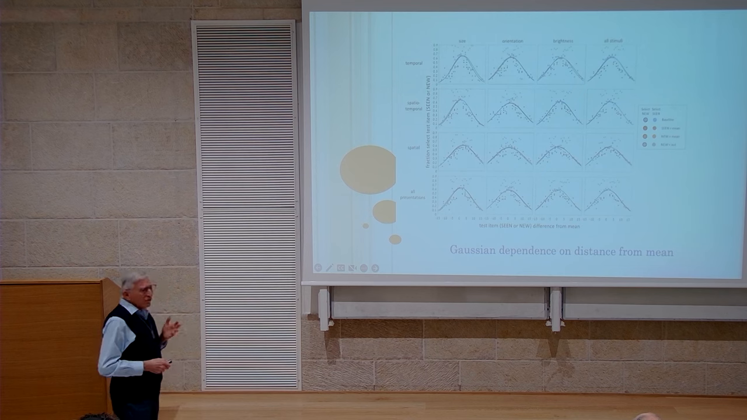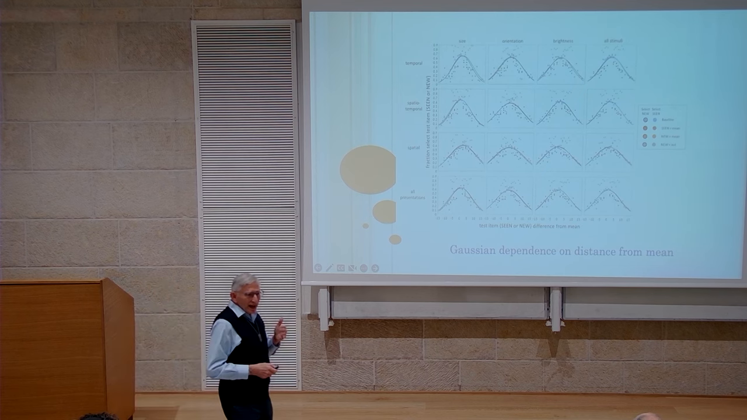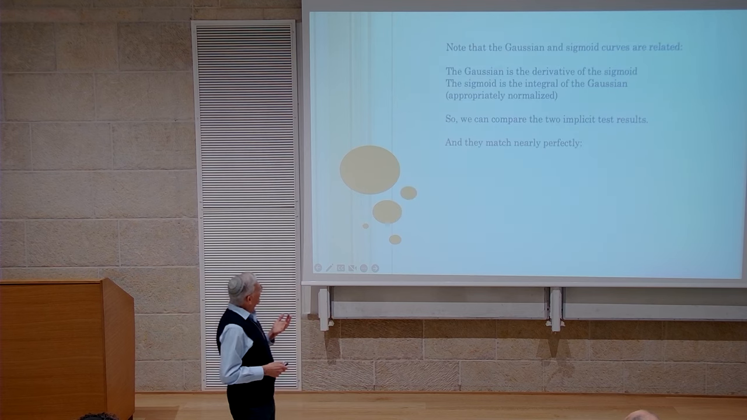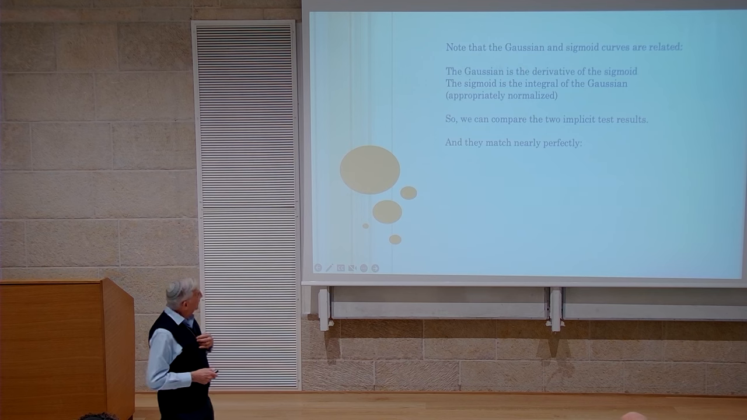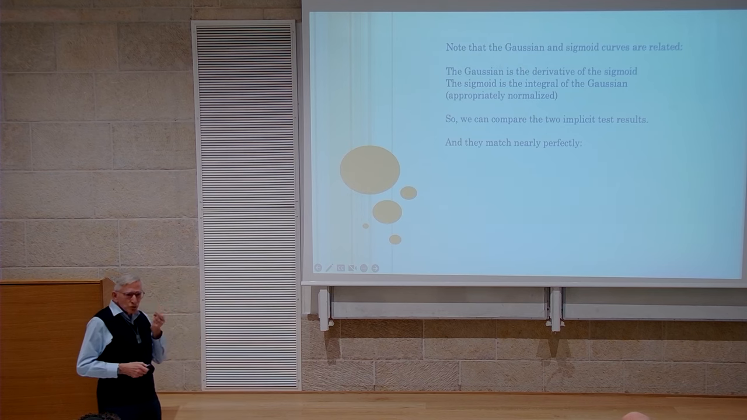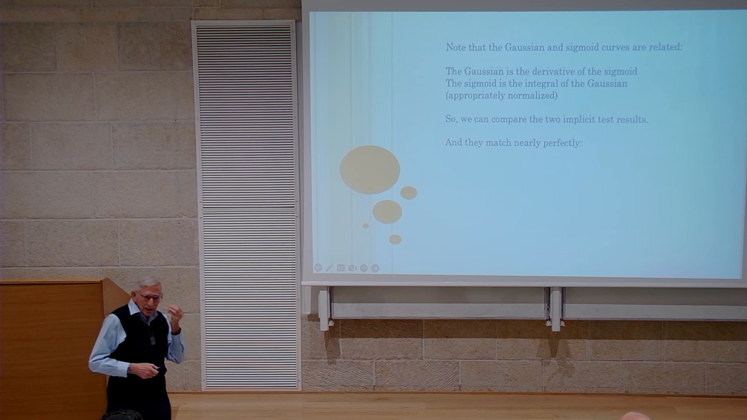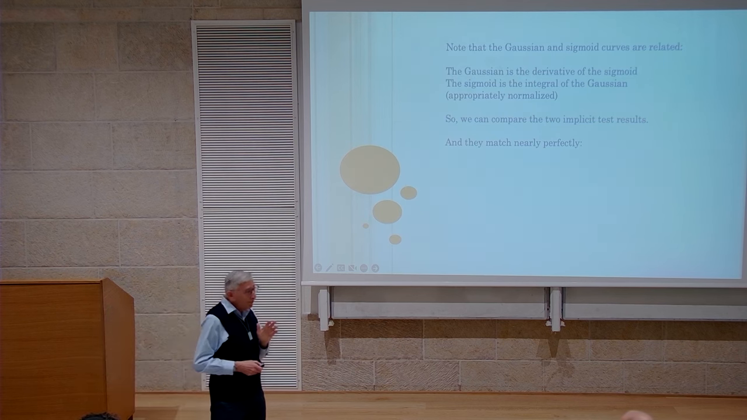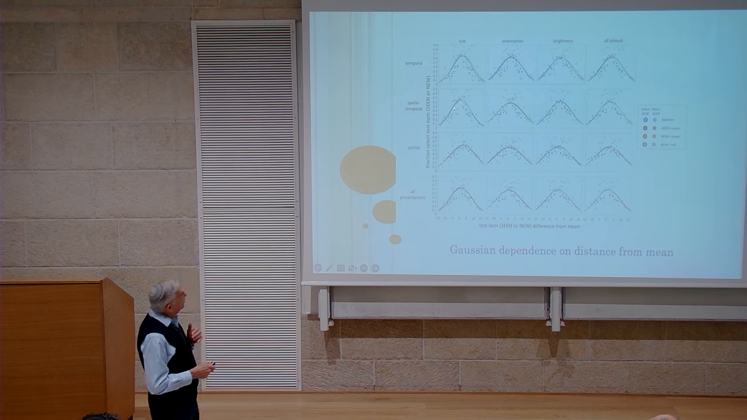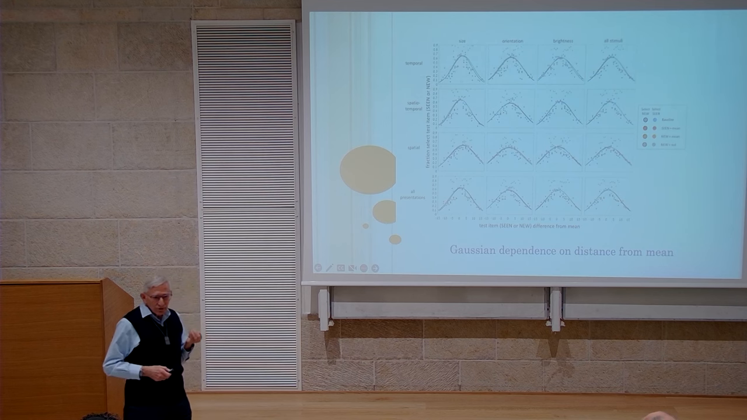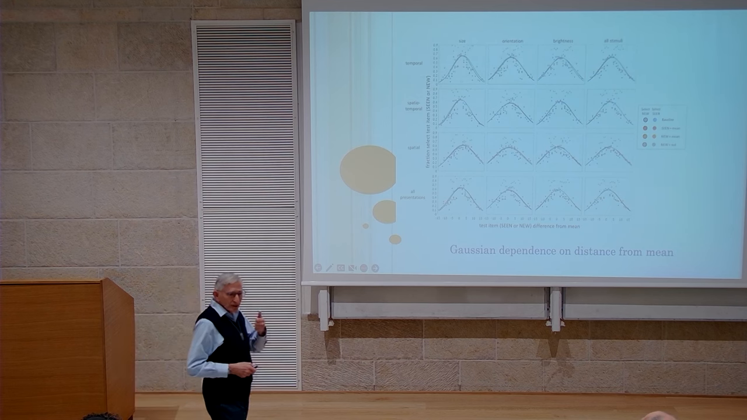Okay. Now, these two are related somehow, because the Gaussian and the sigmoid are related. One is the derivative of the other, one is the integral of the other, so we can compare these two types of implicit perception. So far we're doing only implicit perception. We can compare them by comparing the Gaussian with, and in fact I've already shown it to you, because there are here two Gaussians in each case. They're so close it's hard to see the difference between them. One of them is the Gaussian itself.